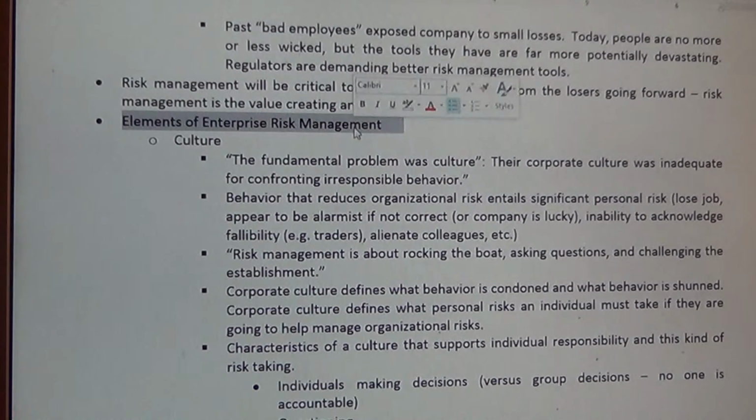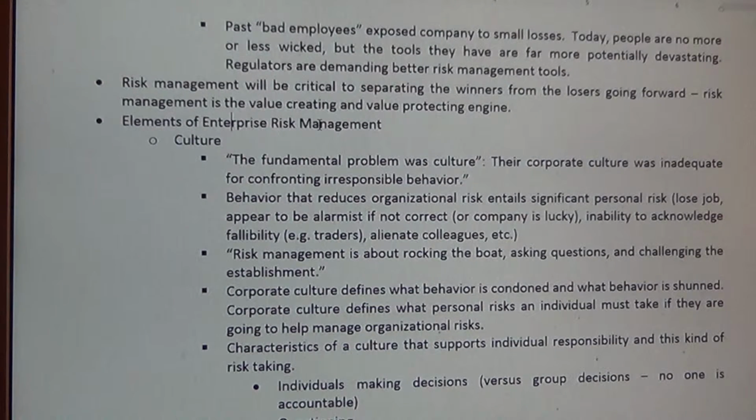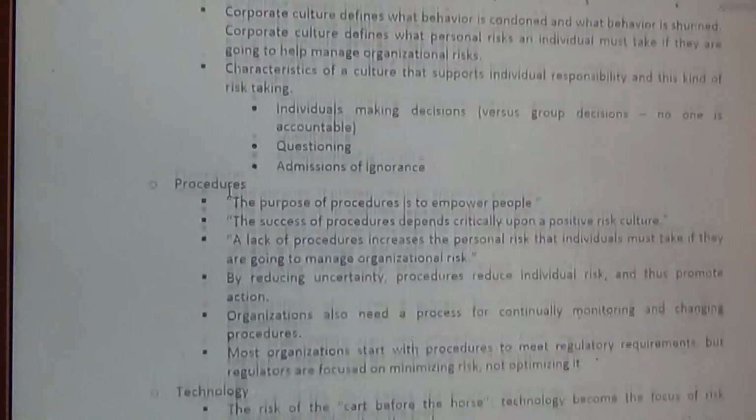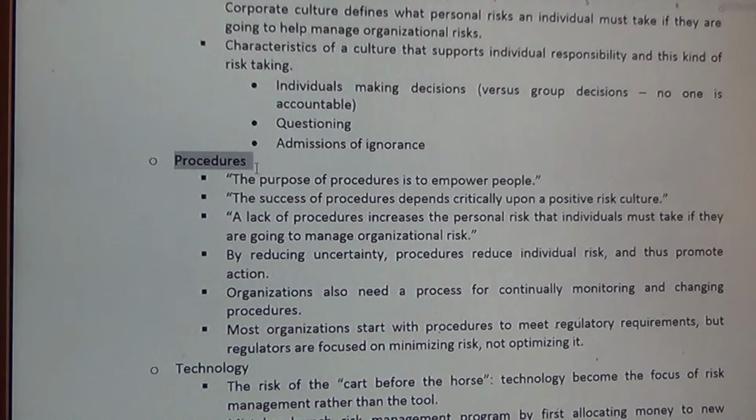I was giving you a summary of an article by Glenn Holton called Enterprise Risk Management, where he says there's three important components of a good risk management process in a firm. The first is culture that we talked about last class. We finished that last class, and then the last two are procedures and technology.